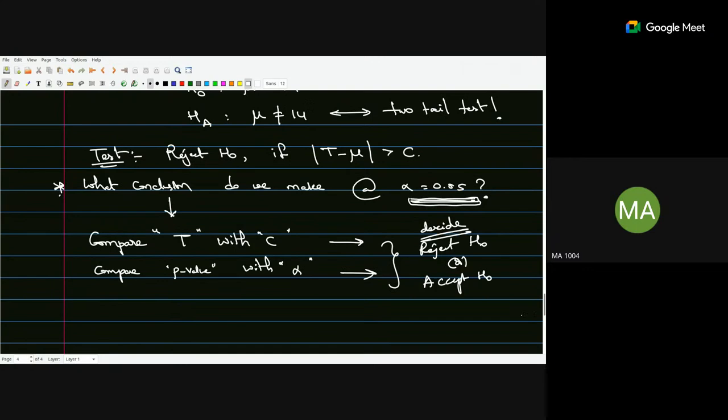Let me do the critical value. That is very easy. Okay, so we have this already. We need to find a critical value. Then we can compare these two things and then decide whether to reject or accept.